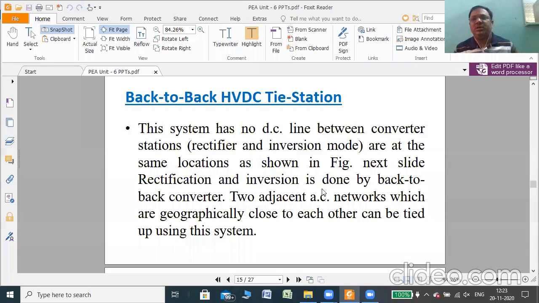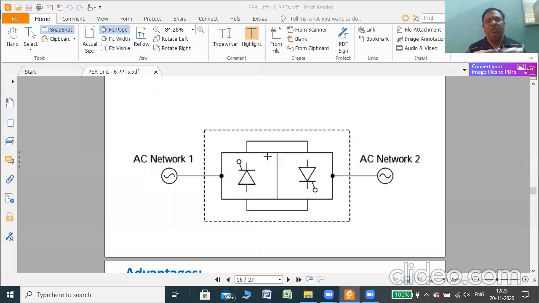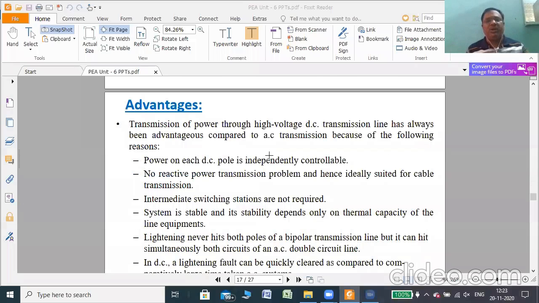Remaining students, give your attendance very fast because the internet connectivity is very poor, so it may fail very soon. So before that, you give your attendance.